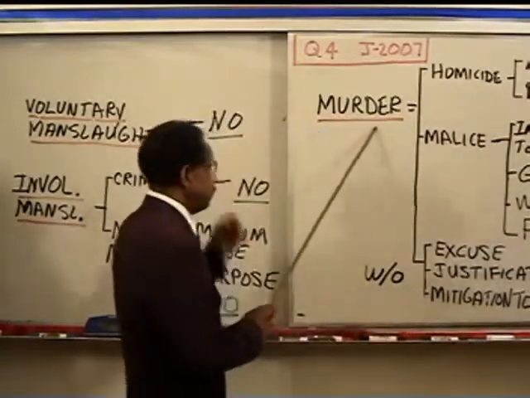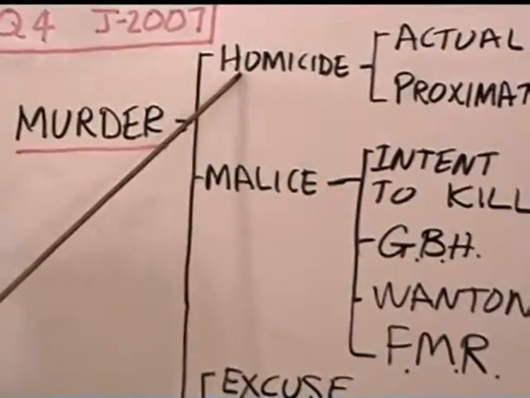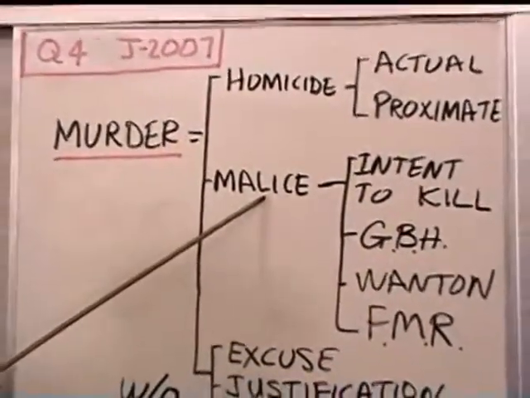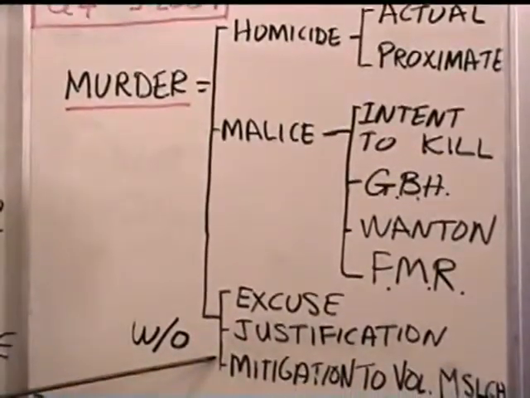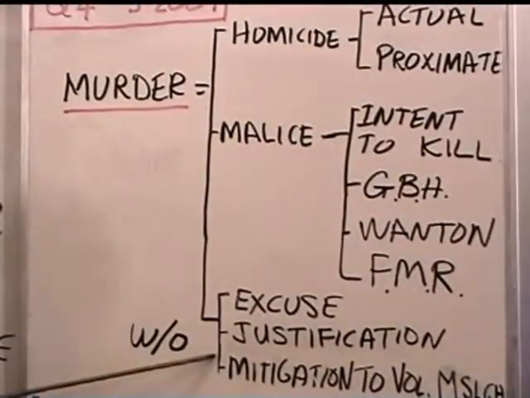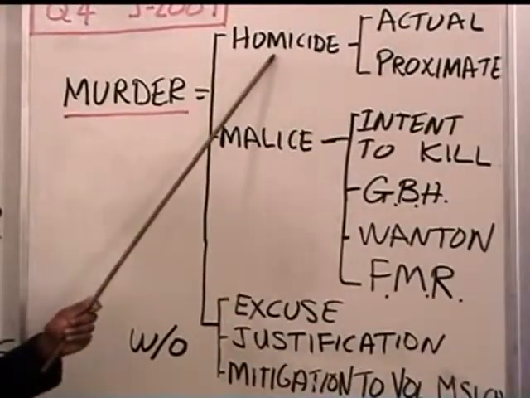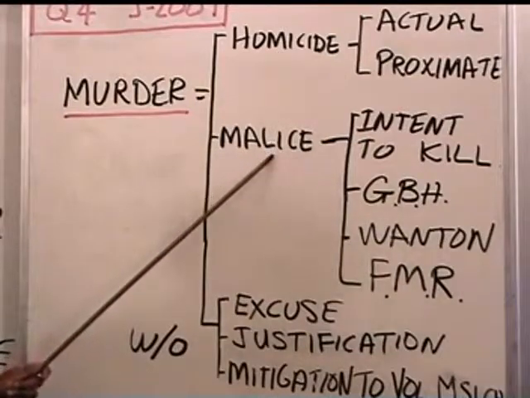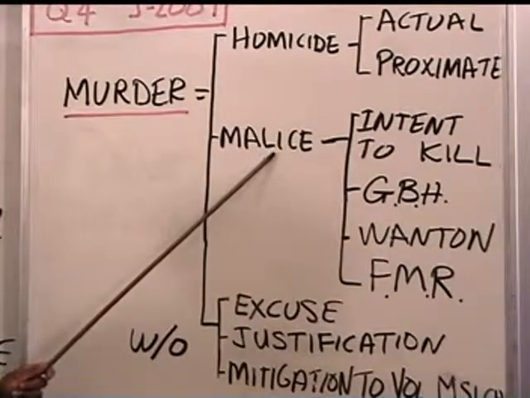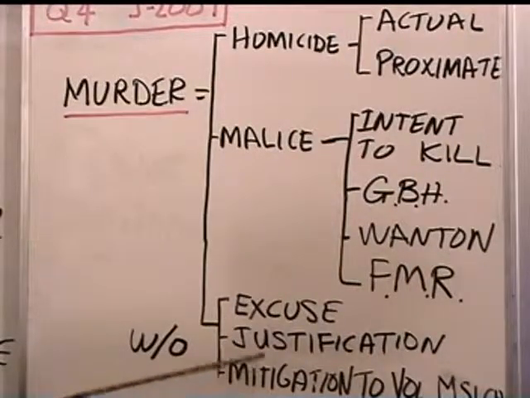Murder is defined as homicide with malice, without excuse, justification, or mitigation. Now this makes sense because the homicide part is the actus reus, that's what you have to do. The malice part is the mens rea of murder, and excuse, justification, mitigation are defenses.